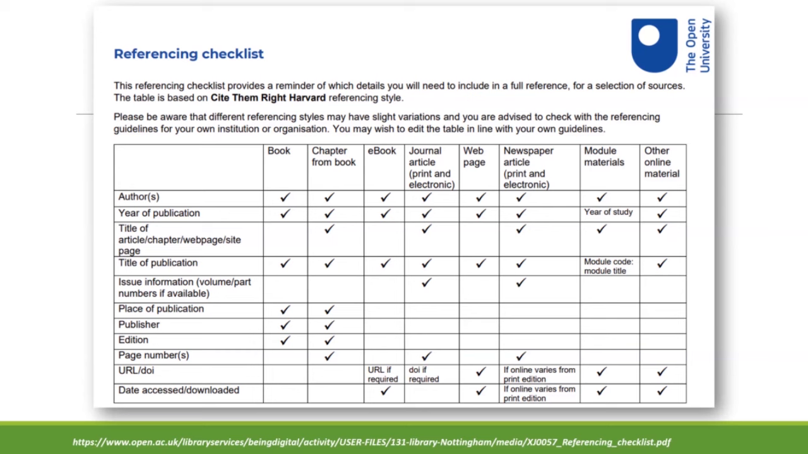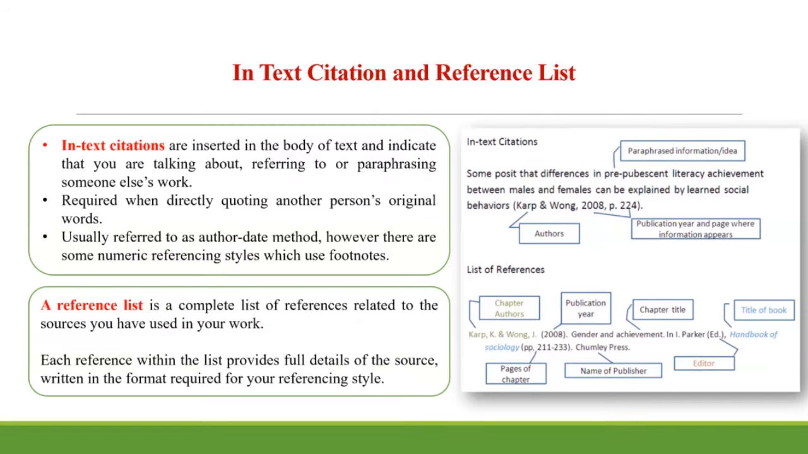So it serves as a useful guide to ensure proper citation of sources in academic writing, in-text citation and reference list. The in-text citations are the brief citations within the body of the text that indicate when you're referring to, paraphrasing, or quoting someone else's work. There are two common styles we use. One is the author and date method, in which the author and the publication year appear. The other is the numeric method. We use numbers within the body of the text. That is the numeric method.